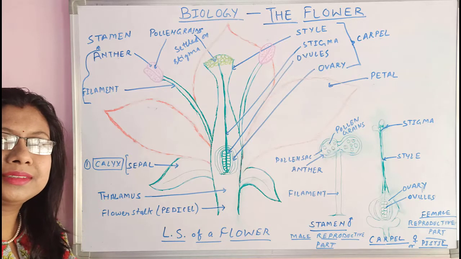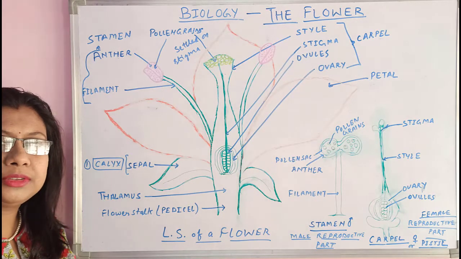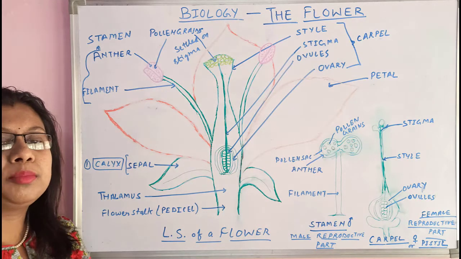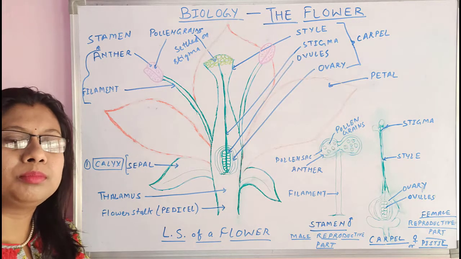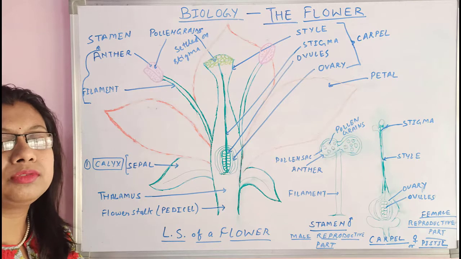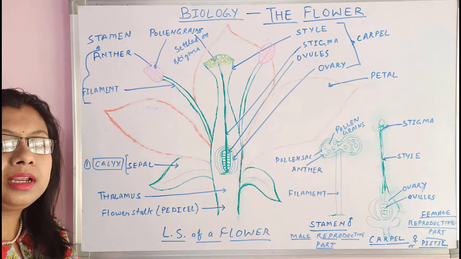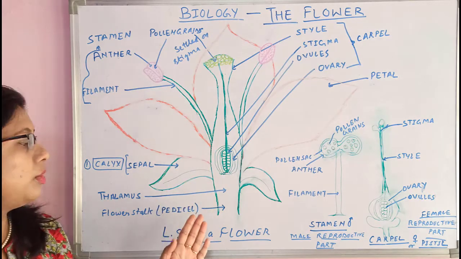Hello everyone. Today we are starting a new chapter, the flower. In this chapter, we will study the internal parts of a flower, pollination, fertilization, formation of fruit, parts of fruit, seed and germination. Let's start with the parts of a flower.